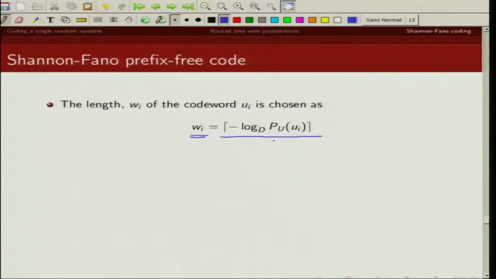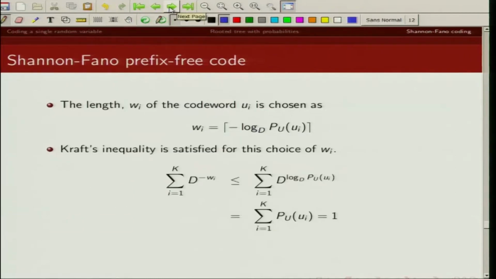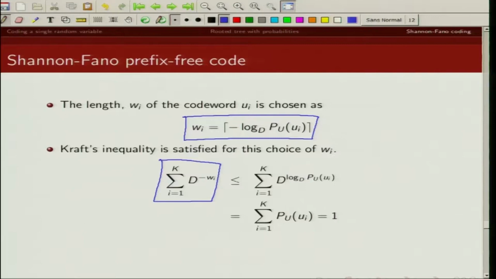Now to verify whether a prefix free code exists which has code word lengths given by Wi, what do we need to do first? We need to first check whether Kraft's inequality is satisfied. So this is what we are going to do. We are going to check that if we choose Wi in this particular way, will Kraft's inequality be satisfied? So what does Kraft's inequality say? If U is a K-ary random variable, then the sum of D raised to the power minus Wi over all these K's should be less than or equal to 1.